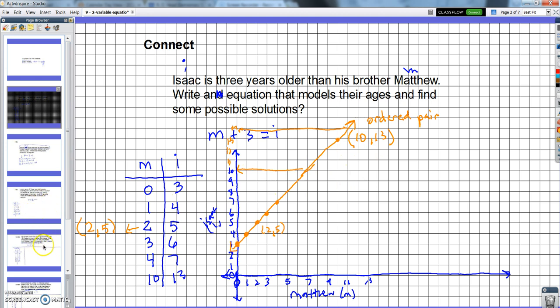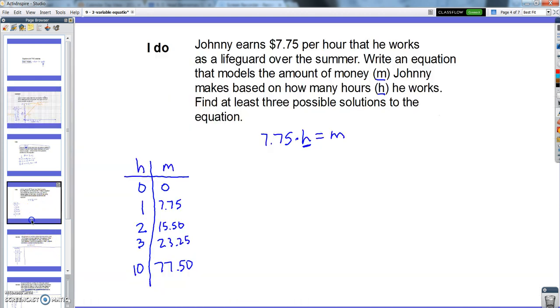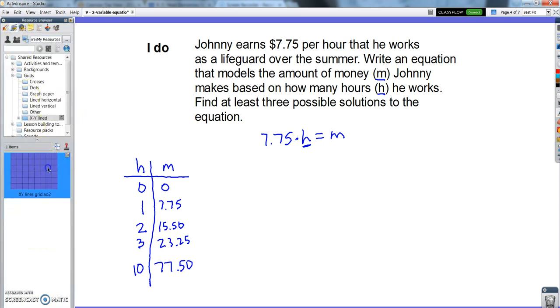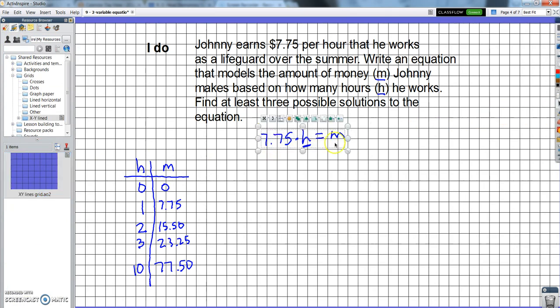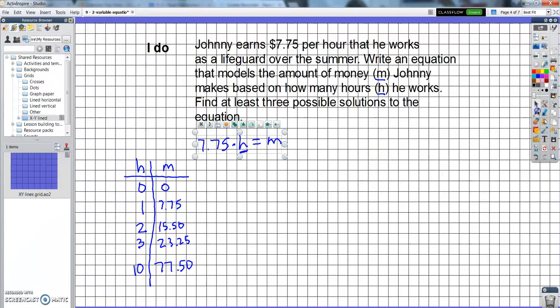All right, let me do another one before we do one together. So here was our second example. Johnny earns $7.75 per hour. And how much money does he make depending on how long he works? So let me turn the grid on here. So this was my equation. And these were the values we found. He works 0 hours, he makes $0. 1 hour, $7.75. 2, $15.50. 3, $23.25. 10, $77.50. And this is a good example to do because this is going to remind us the graph can be pretty hard to make be perfect.